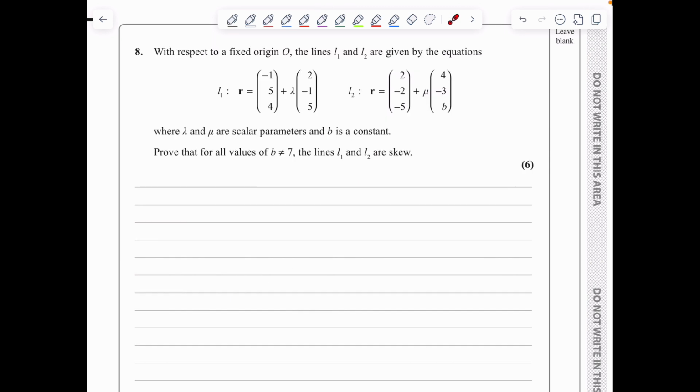In question 8, we're given two lines, L1 and L2. We're told that lambda and mu are scalar parameters, b is a constant, and we are asked to prove that for all values of b not equal to 7, the two lines are skew.